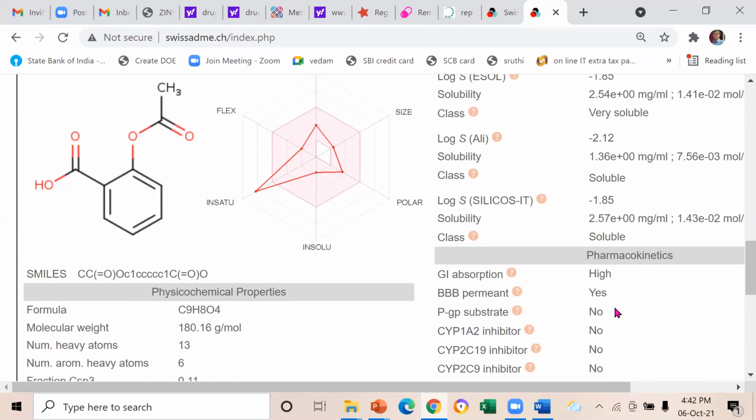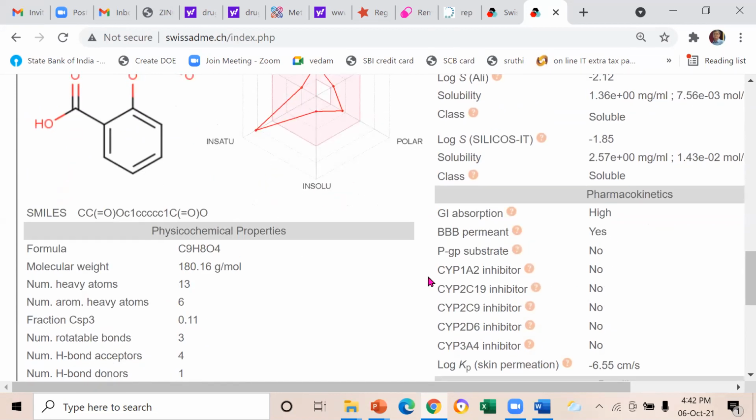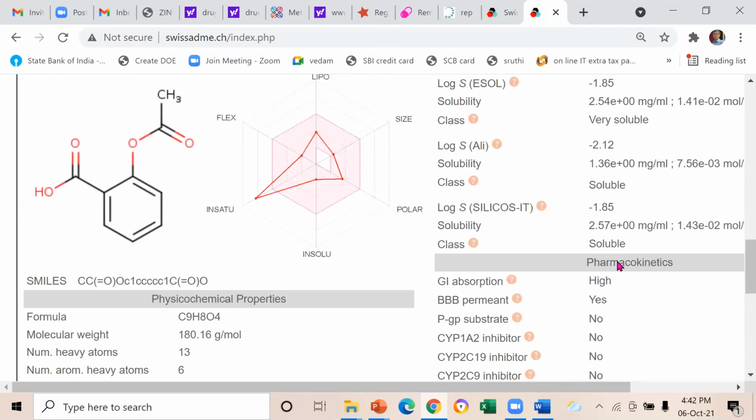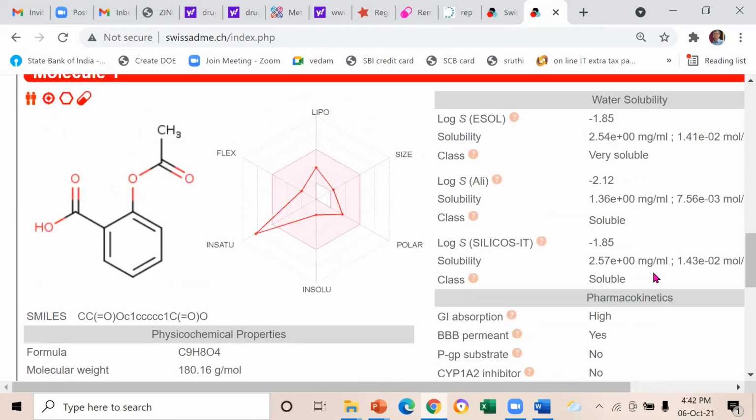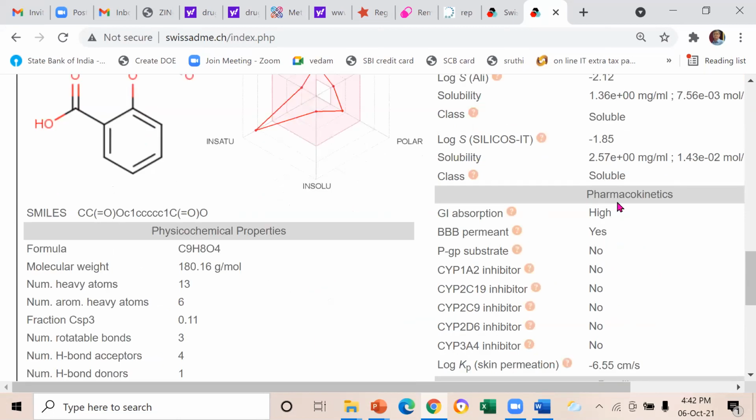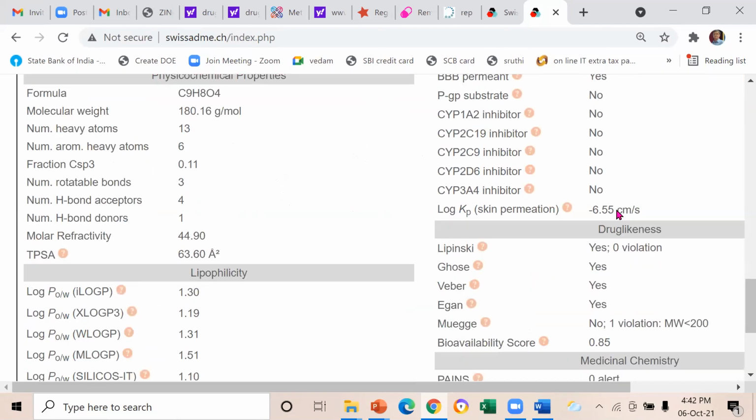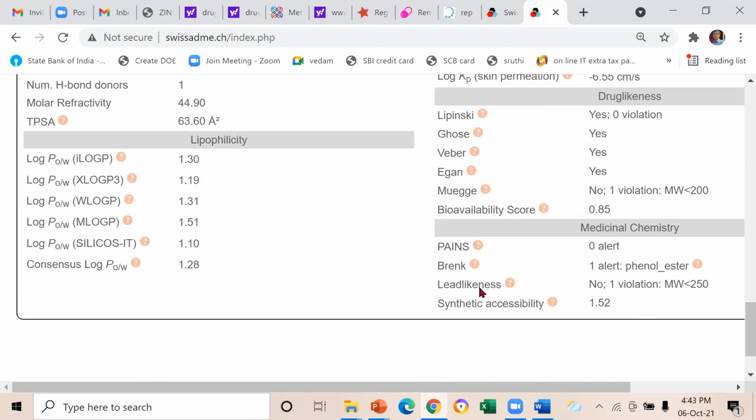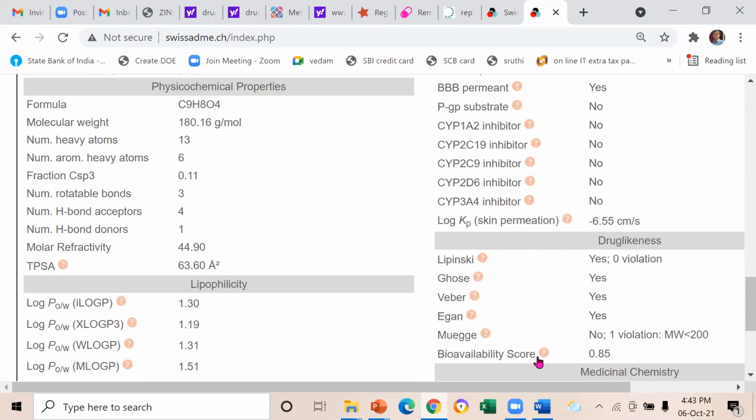Yes, P-glycoprotein. Yes, there are many enzymes called cytochrome P enzymes which are present in the liver, which act in biotransformation. Do the enzymes act on those molecules? No, no, no. It is giving you solubility of the molecule. It is giving you bioavailability 55%, which is very good. It's giving average. I will explain this also.